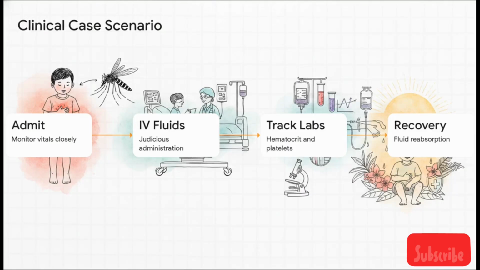Let's see how this actually plays out in the real world. Imagine a child coming into the clinic with warning signs, like severe abdominal pain. Step 1. They are immediately admitted for monitoring. Step 2. Judicious, highly calculated IV fluids are administered to maintain their blood pressure without overloading their tiny system. Step 3. Their hematocrit and platelets are tracked meticulously by the hour.